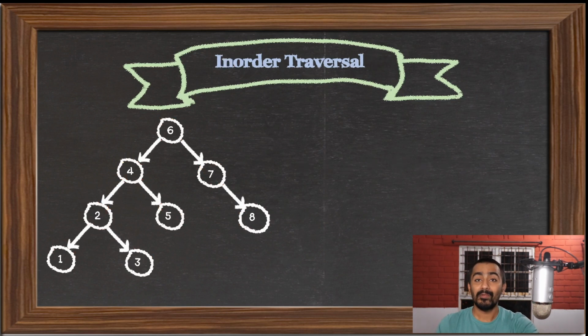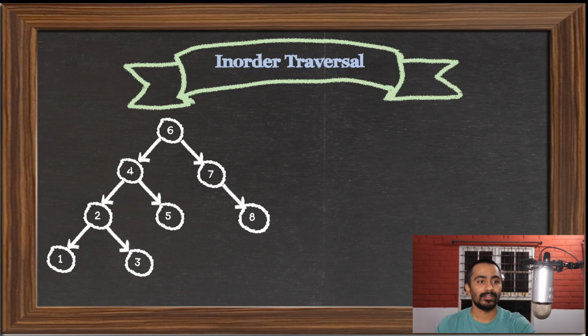Now, when we come to inorder traversal, we first process the left subtree of a node, then we process the node itself, and then process the right subtree. You can think of inorder traversal as something like in between the left and right subtrees.